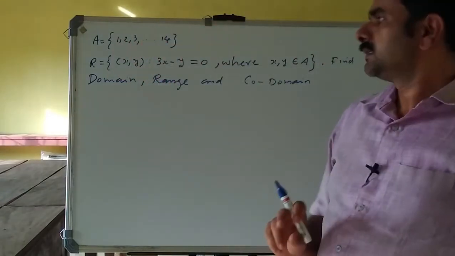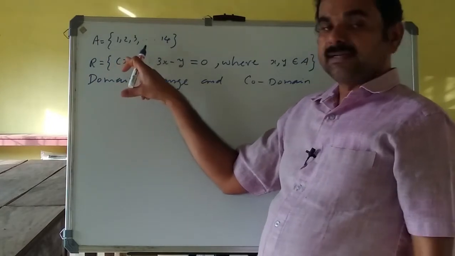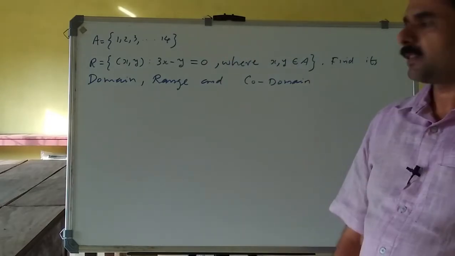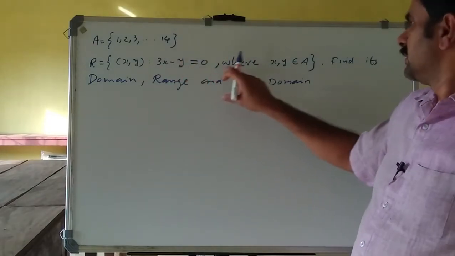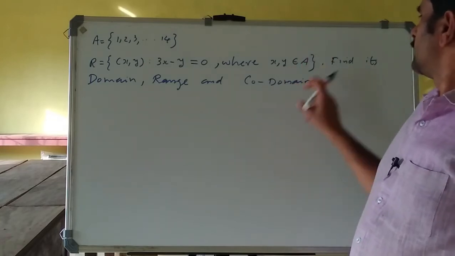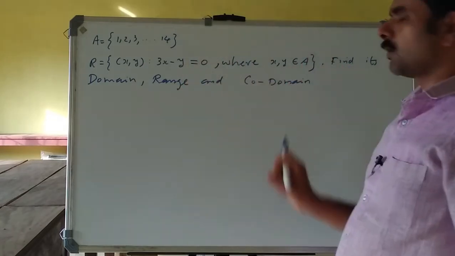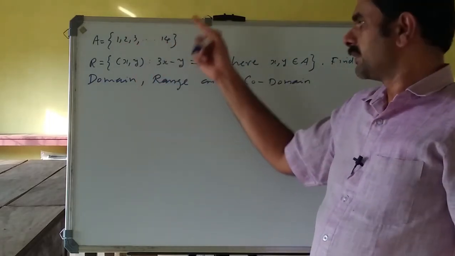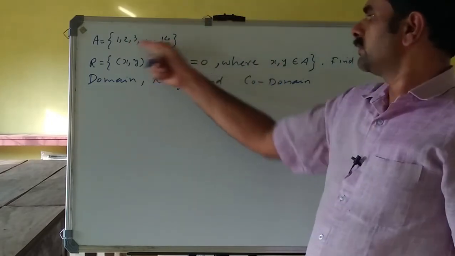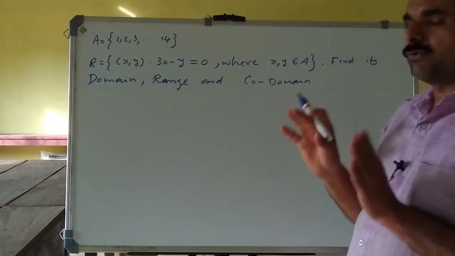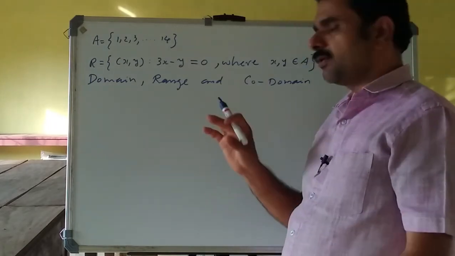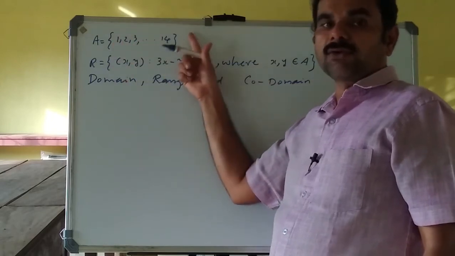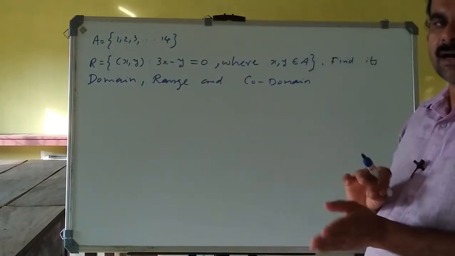Okay, here set A is equal to 1, 2, 3, 4, 5, 6, 7, and so on up to 14. R is given in set-builder form as x comma y such that 3x minus y equals 0. This is a relation connecting x and y, where x comma y belongs to A. Find its domain, range and codomain. So you can take x values from here, then you will get y values which also belong to this A. So if you get an answer 15, you cannot take it, because you are allowed to take numbers from 1 to 14 only.